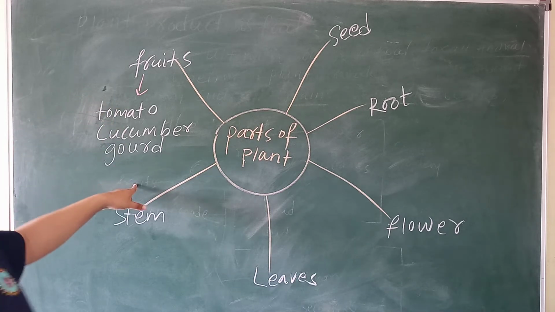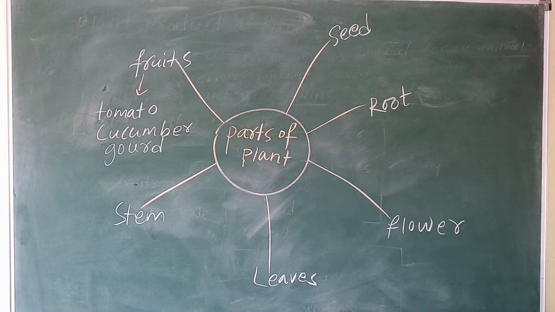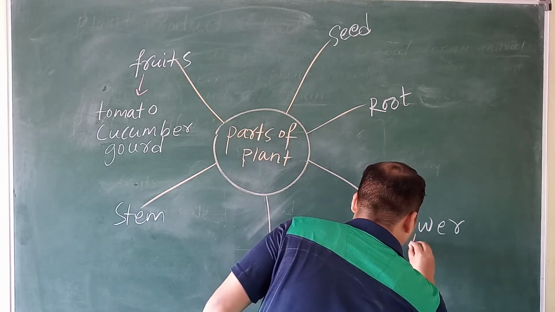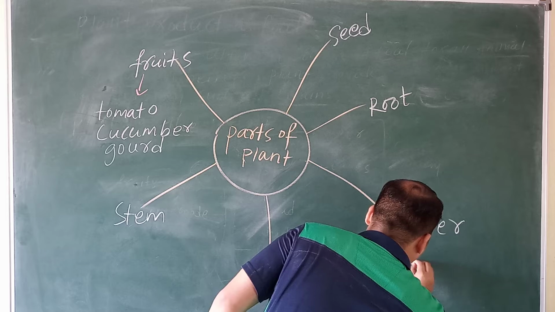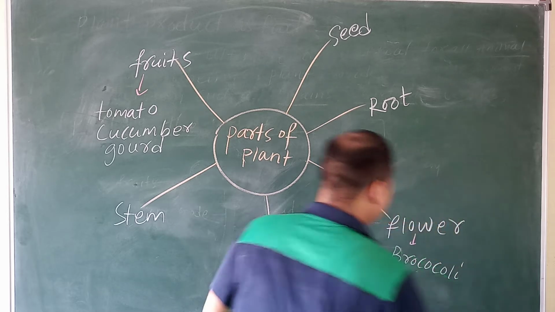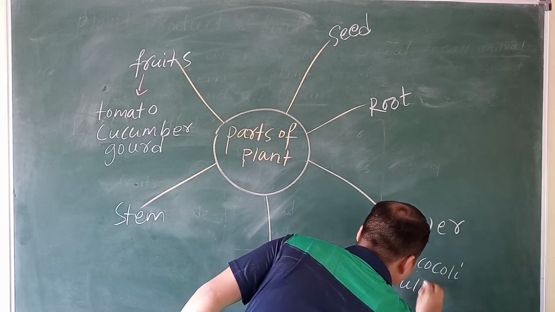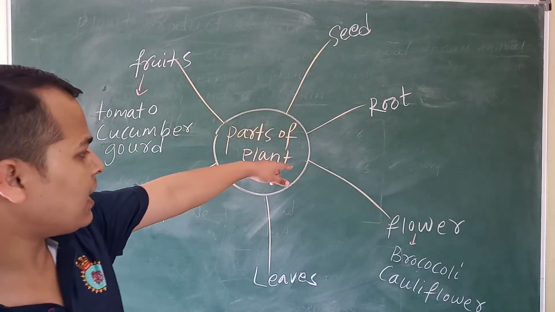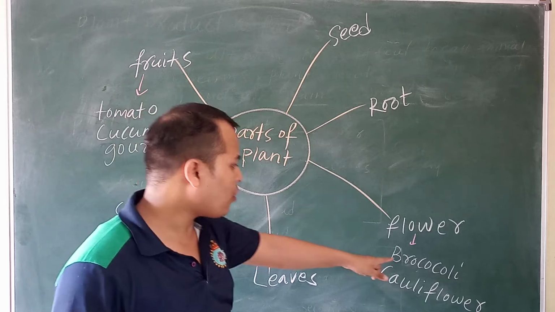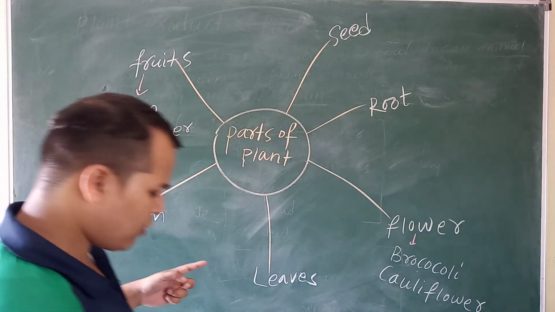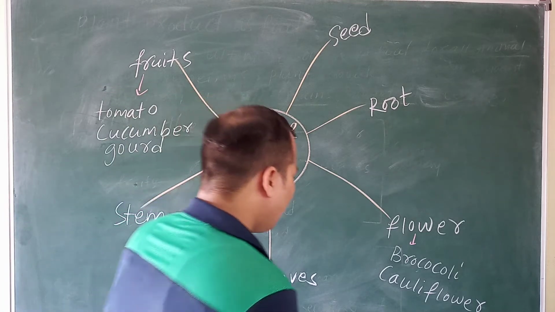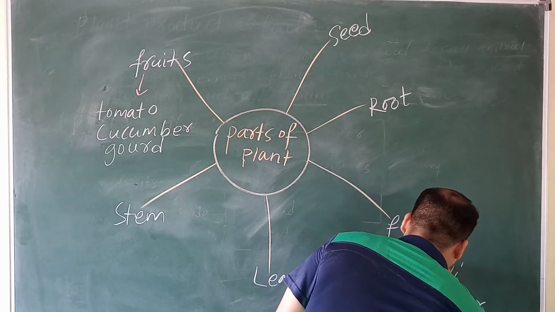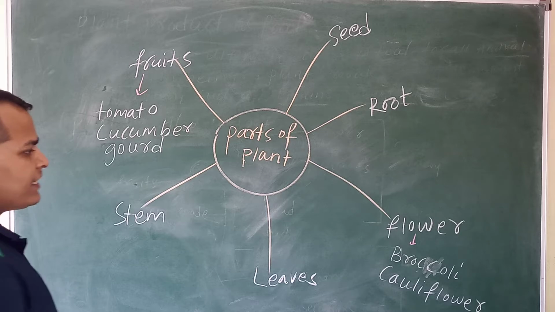Then come to flowers. What are the examples of flowers? It is the broccoli, then cauliflower. So these are the examples of flowers: broccoli, cauliflower.